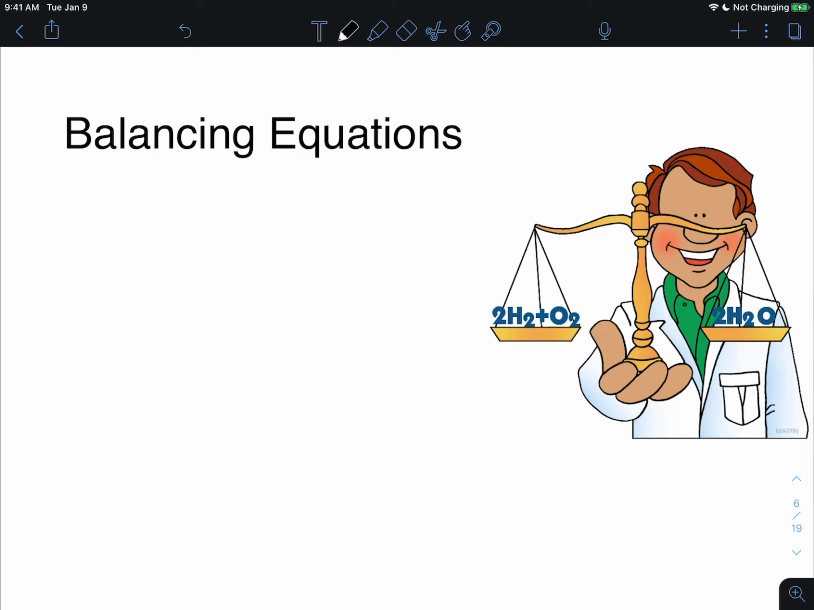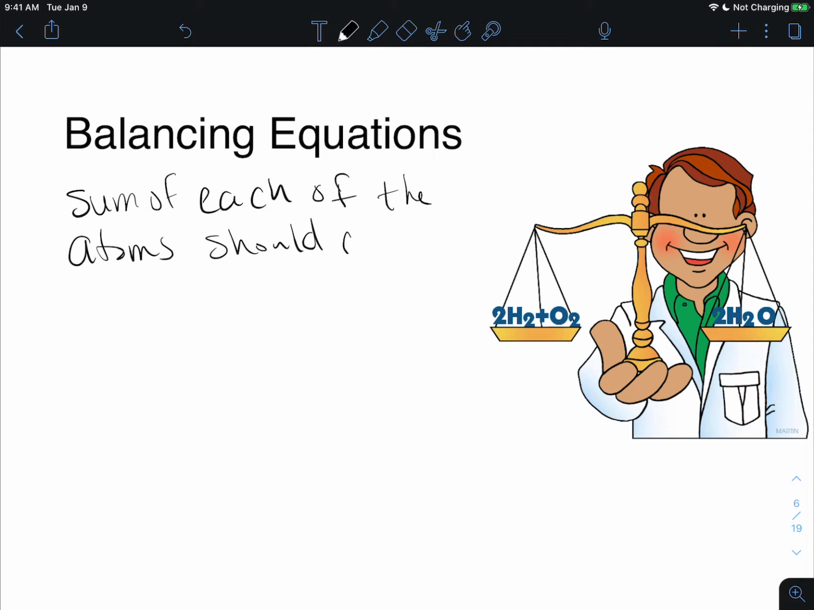So balancing equations is, again, due to the law of conservation of mass, and it's so that we keep the number of atoms on our left side the same as the atoms on our right side. So the sum of each of the atoms should be equivalent on both sides of the chemical equation.